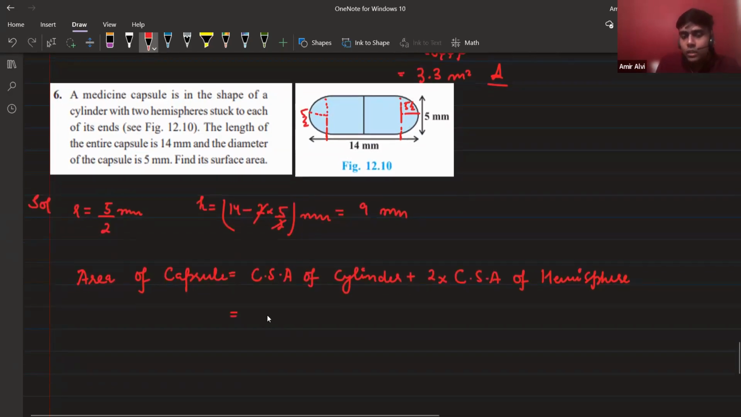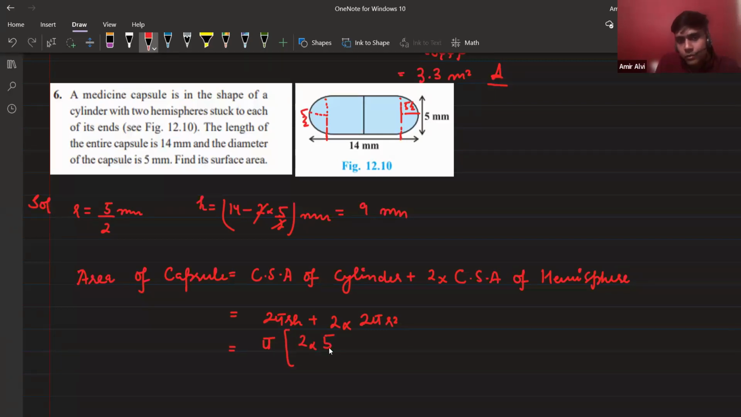Put the values here. 2 pi rh plus 2 into curved surface area of hemisphere, which is 2 pi r square. So take pi common. 2 into r is what? 5 by 2, plus height is what? 9. Into 9 plus 4 into r square, 5 by 2 into 5 by 2. These two will cancel this 4. Yes or no?